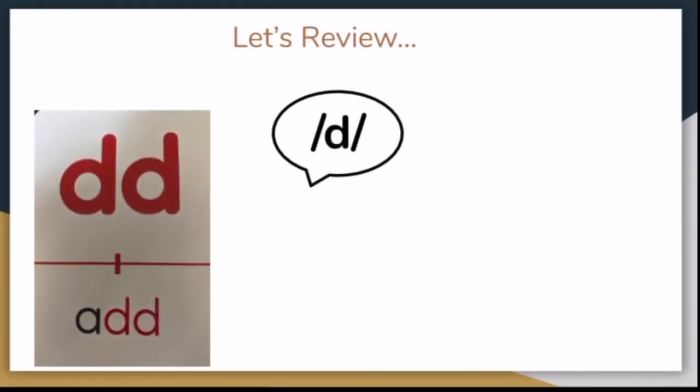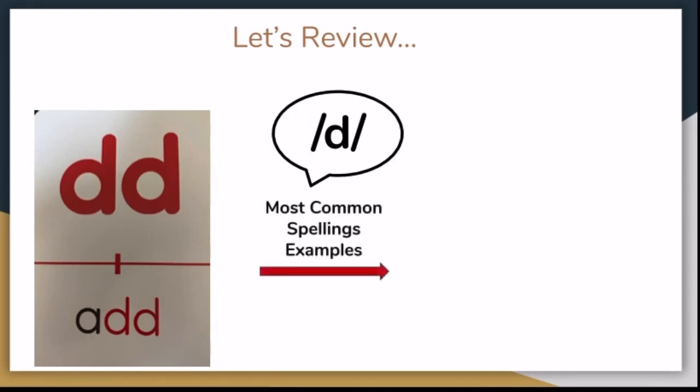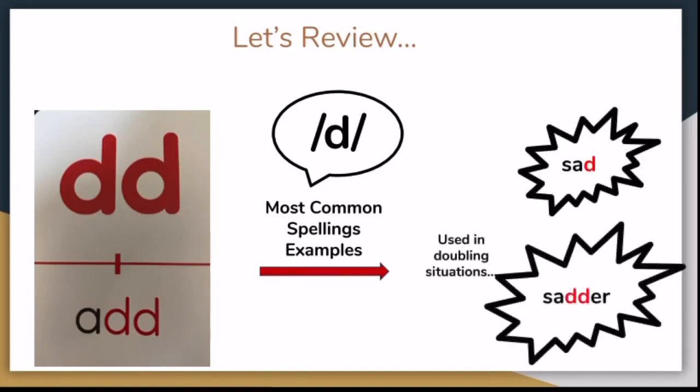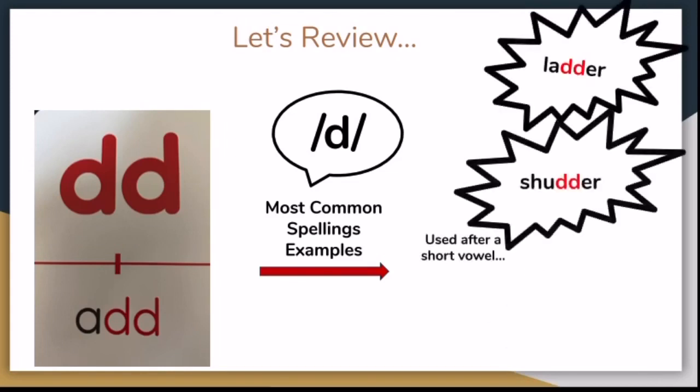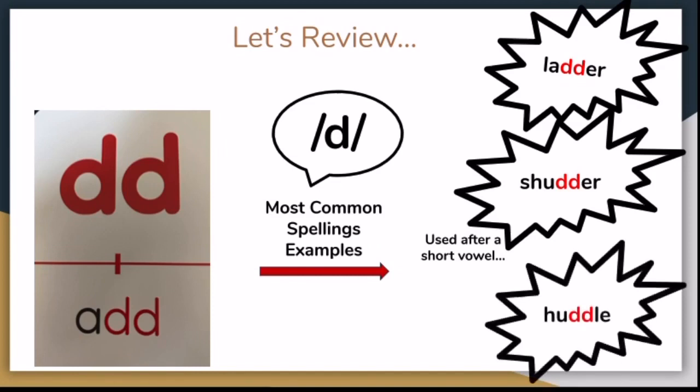This is DD. Do you see the power bar on there? Right, it's very small, which means the spelling is not very common. Here are some examples. Usually it's used in doubling situations, making sad to sadder. Or used after a short vowel. You have the words ladder, shudder, and huddle.